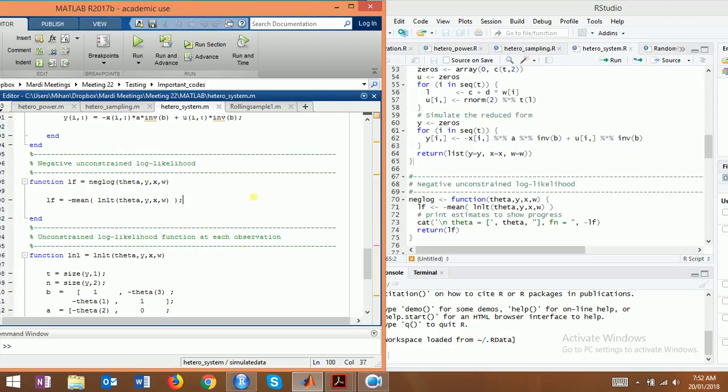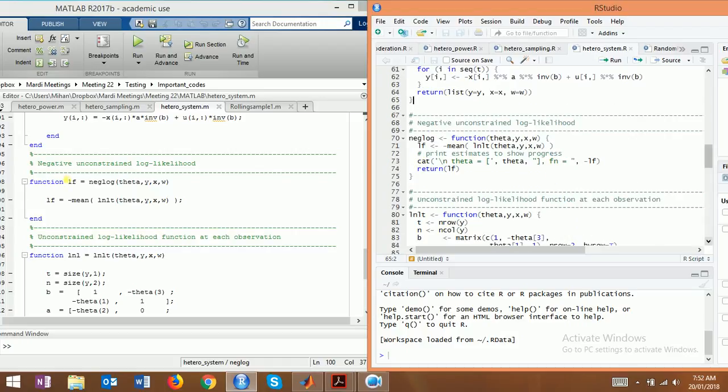And then the negative log likelihood function. This is basically done for ease of use, where LF is neg log theta y x w, function theta y x w. LF is minus mean log LT theta y x w, return minus LF. That's all.